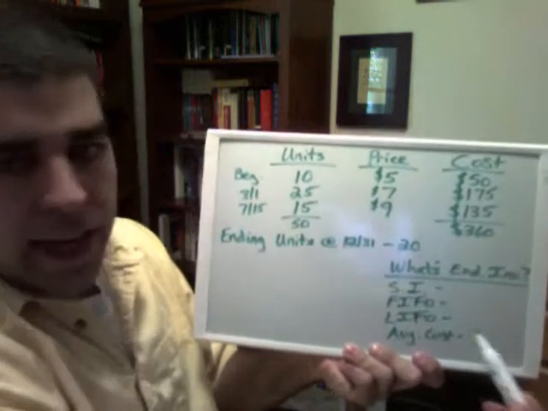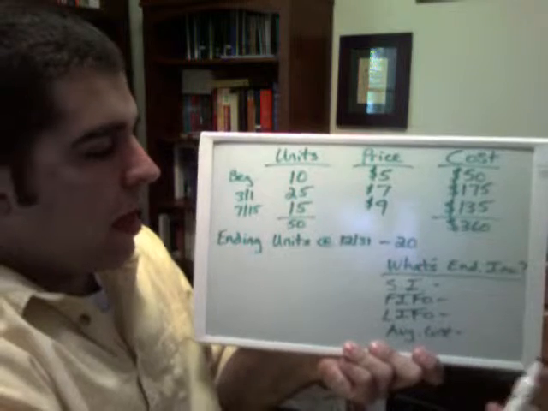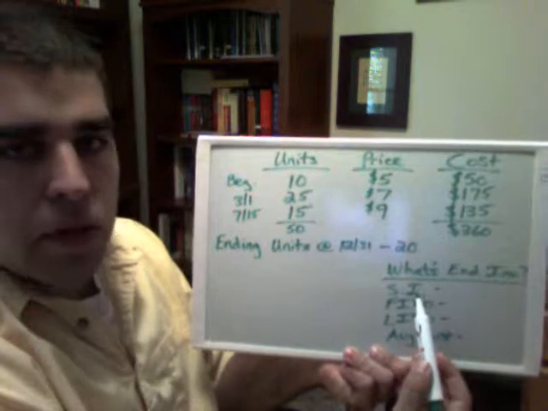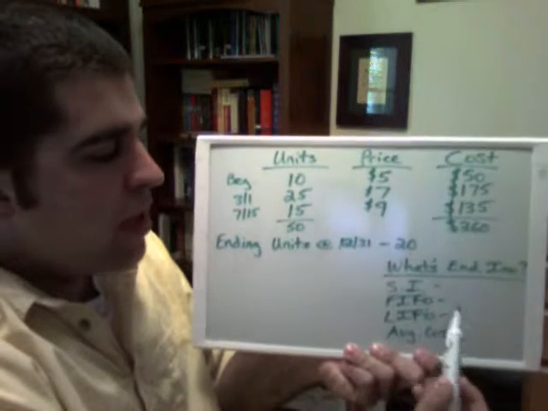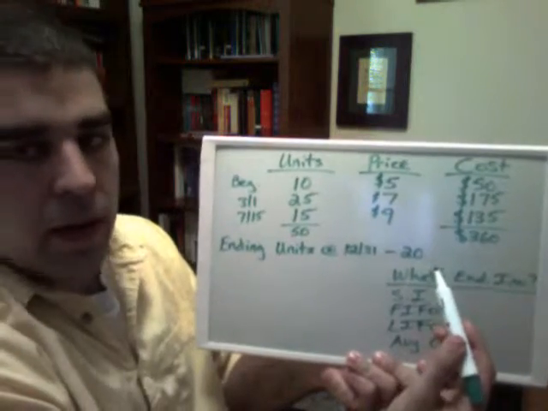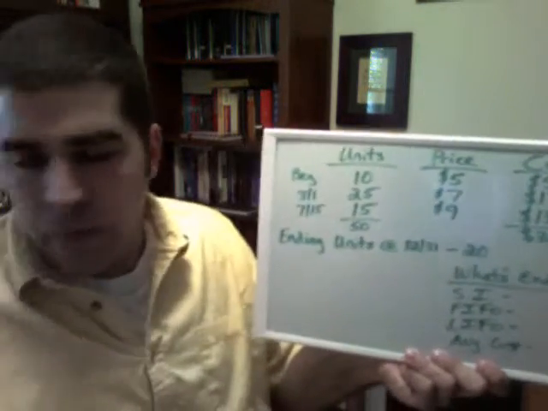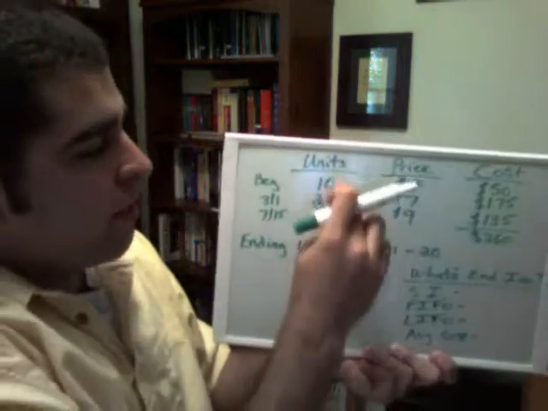Okay. So under specific identification, our first option here, this basically is the most accurate because we have the most information. We know specifically where these 20 units come from. We can assign them to each of the different buckets here.